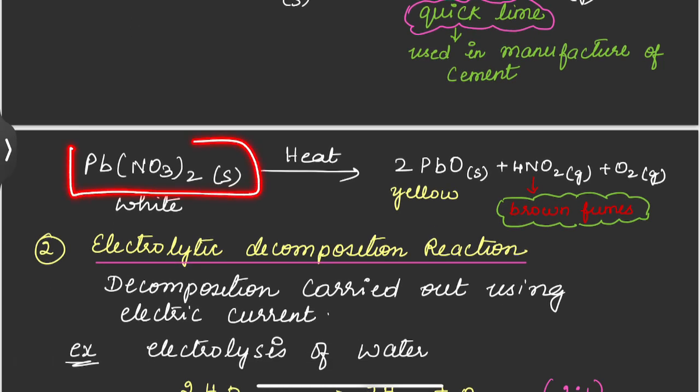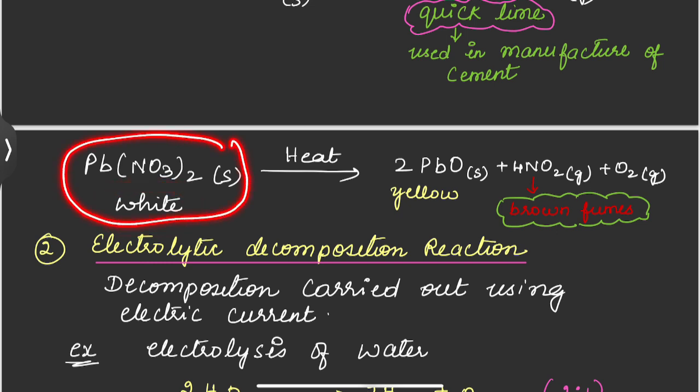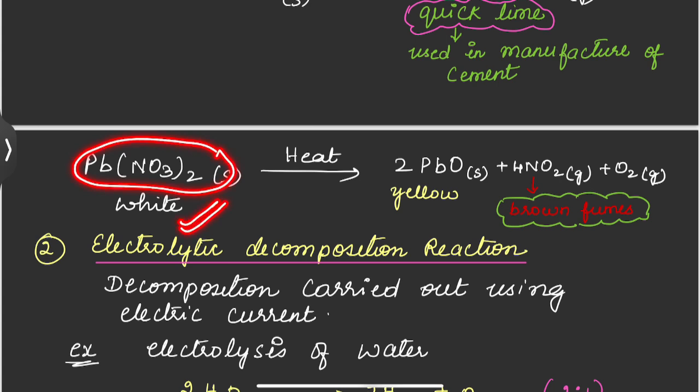One more example let us study, that is lead nitrate. Lead nitrate is again a white color solid. The colors you have to remember. That is why I have written at the bottom, you can see here. Pb is lead. NO3 is nitrate. Lead nitrate is a white color solid.